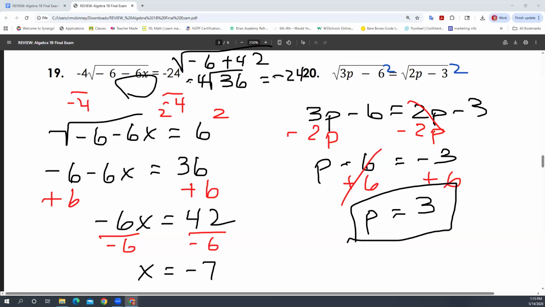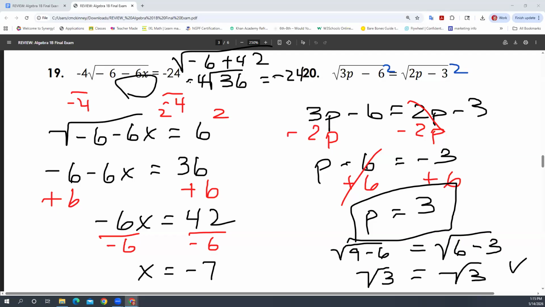And p is 3. If we put 3 in both sides, 3 times 3 is 9. So 9 minus 6, that's the square root of 3. Doesn't have to be something that comes out pretty. And then 2 times 3 is 6. And 6 minus 3 is also 3. The square root of 3 equals the square root of 3. It works. It doesn't have to be a perfect square under there.